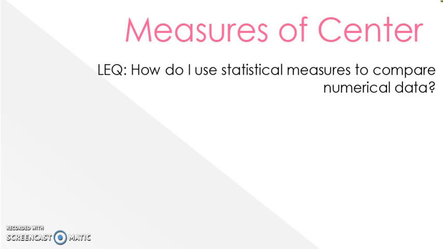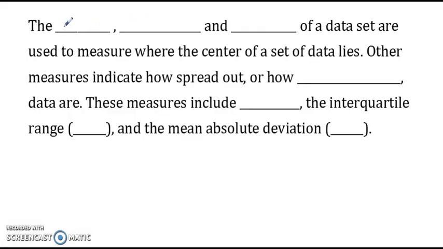Measures of center, also known as the measures of central tendency. The measures of central tendency are the mean, median, and the mode. Those in the data set are used to measure where the center of the set of data lies.